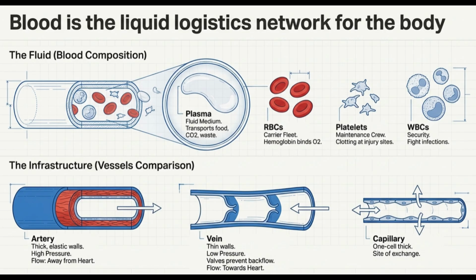RBCs are like transport trucks, carrying oxygen using hemoglobin. WBCs are the security team, protecting you from infections. Platelets are like the maintenance crew, helping with clotting when you get injured.